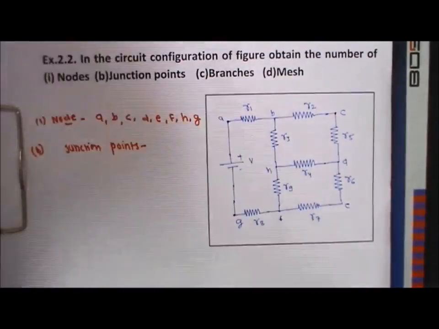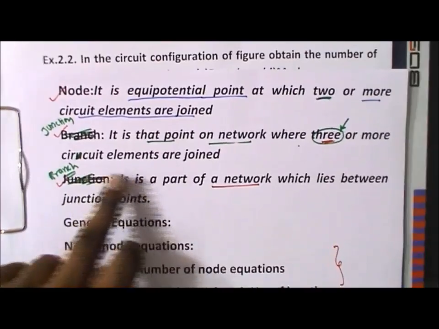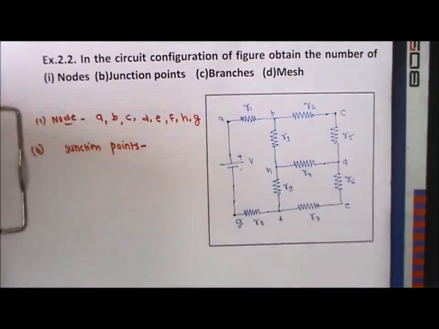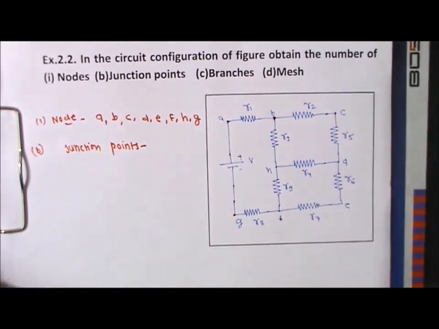Junction we have already discussed. It is a point on a network where three or more elements are joined. So we have to find the three elements. So B is the junction. We can say that B is the junction.